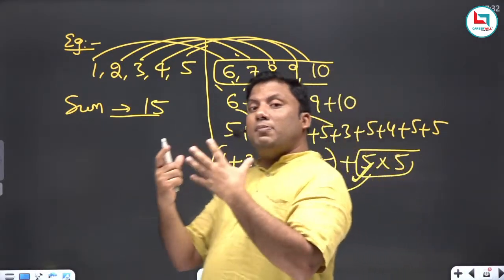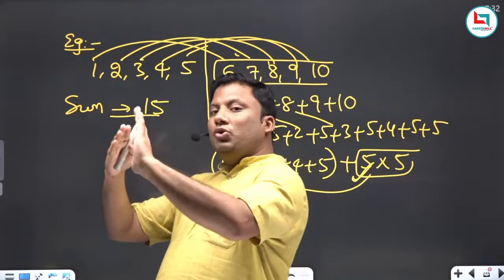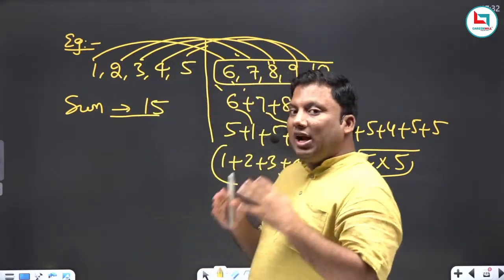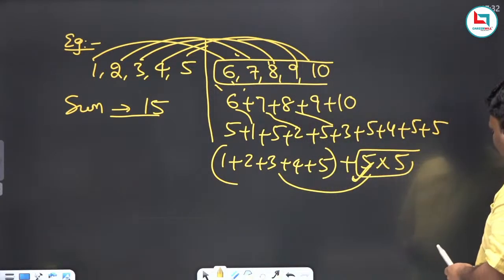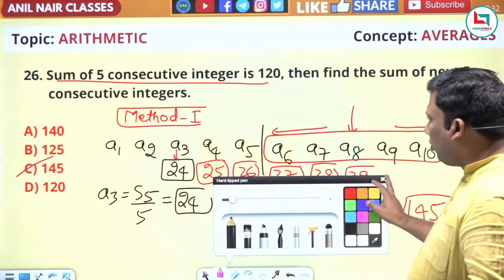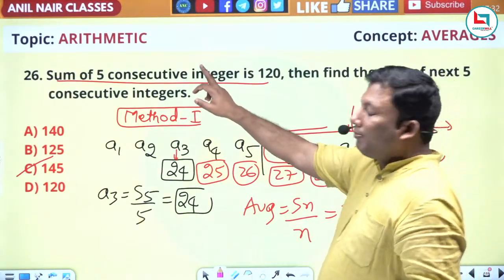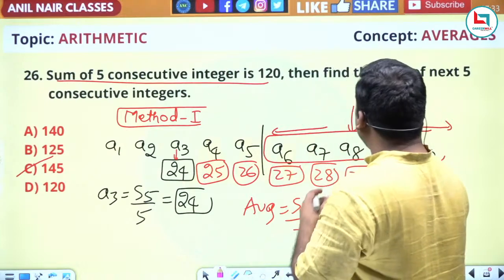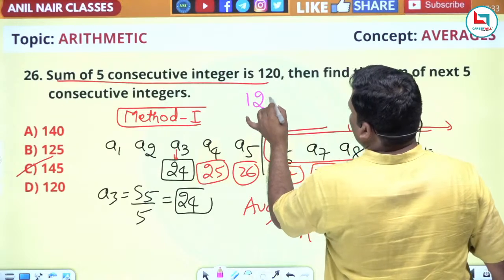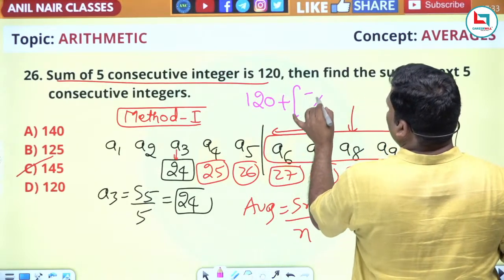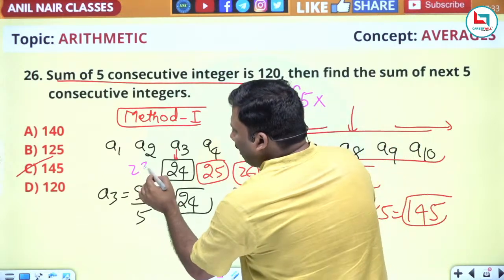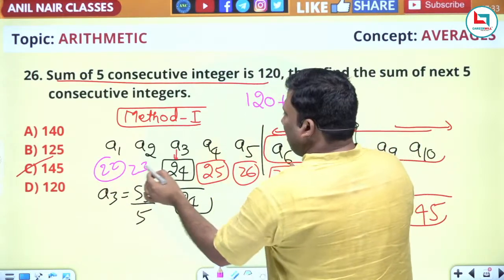There are 5 more numbers which I am adding, and every time for the new element there is an increase of 5. Like that, 5 more numbers I am adding. Now see here. Listen carefully. Sum of 5 consecutive integers is 120. Sum of next 5 consecutive integers, already 120, plus 5 more numbers I am adding, so it is 5 into. If you see here, 23, 22, every time there is an increase of 5.